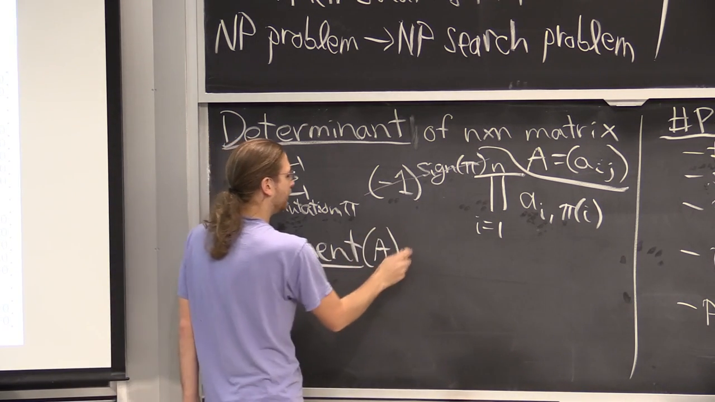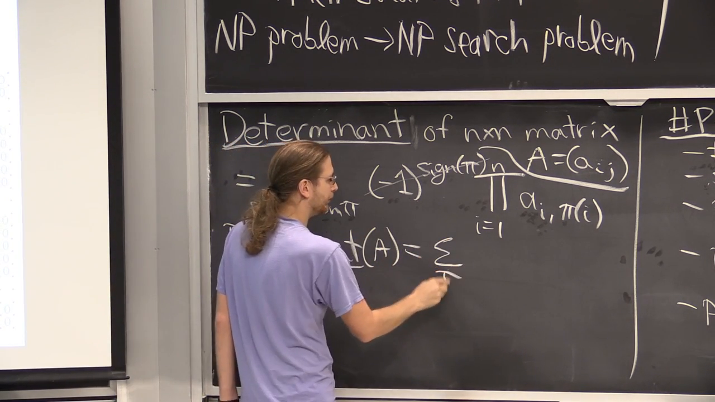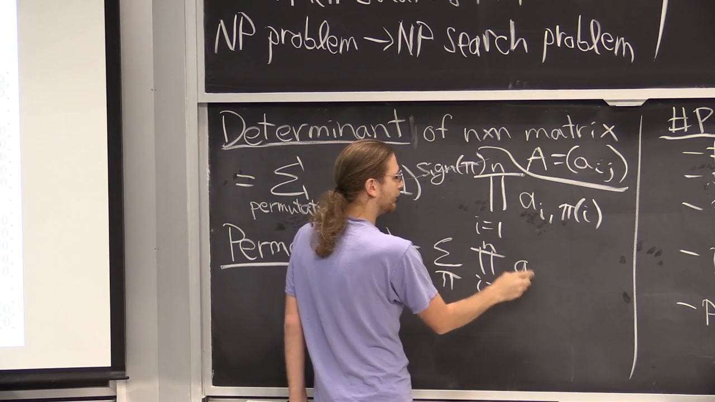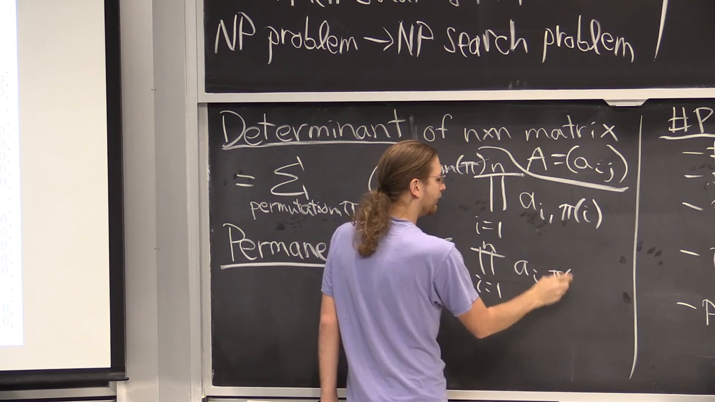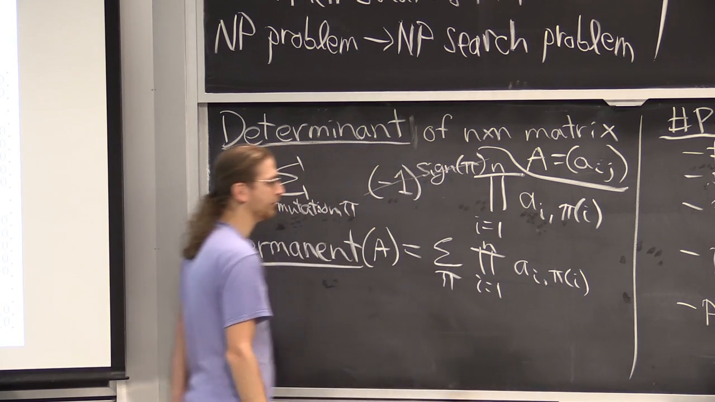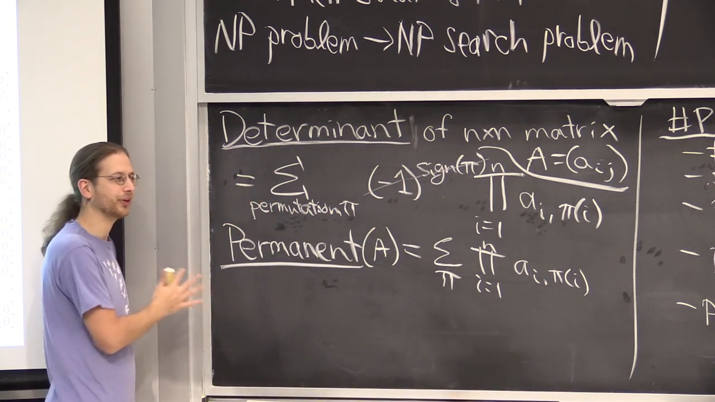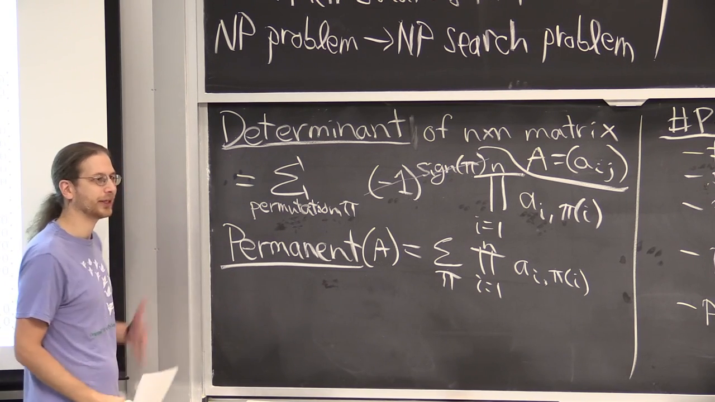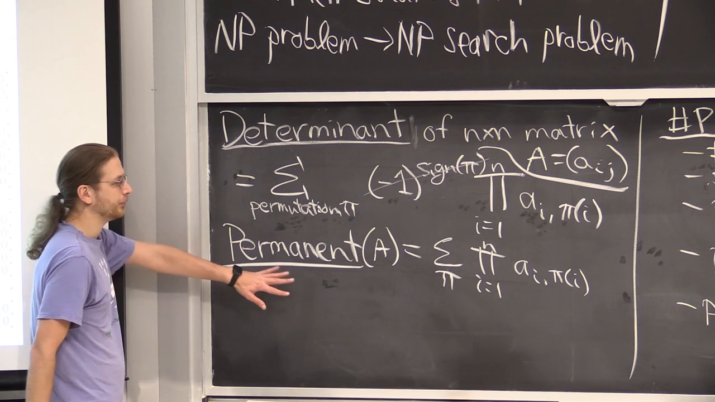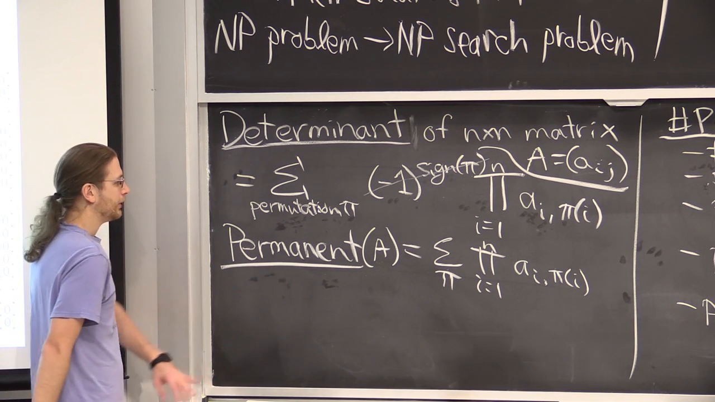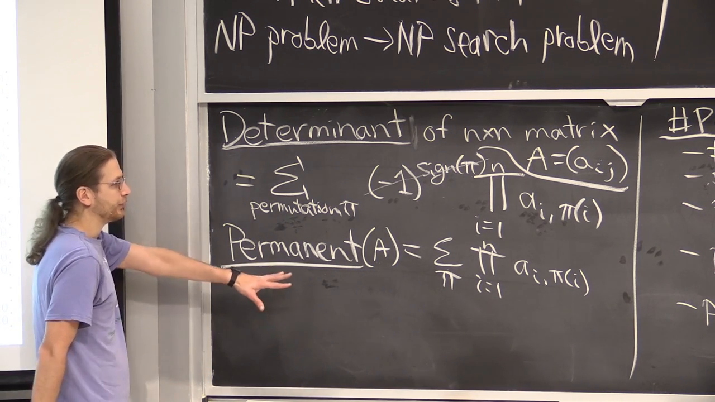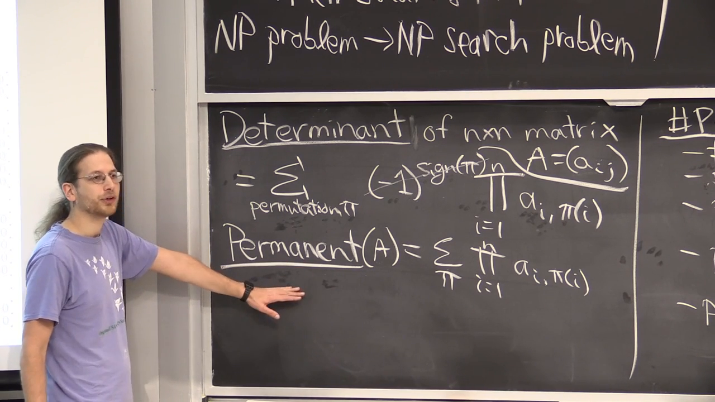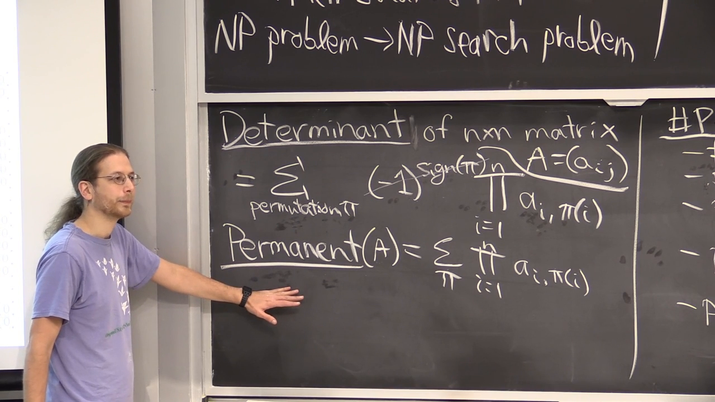The permanent of A is the sum over all permutations pi of the product from i equals 1 to n of a_i,pi(i). Now, this may not look like a counting problem. It turns out it is a counting problem, sort of, a weighted counting problem. We will get back to counting problems in a moment. This is related to the number of perfect matchings in a graph. But at this point, it's a quantity we want to compute. This is a function of a matrix, and computing this function is #P-complete.